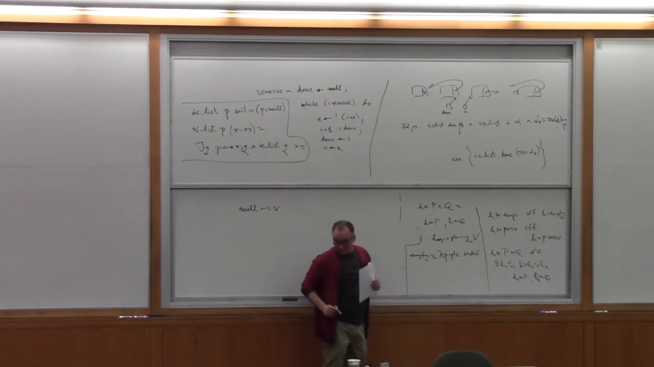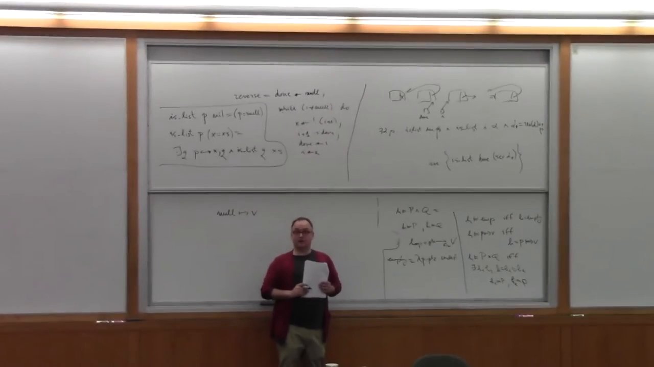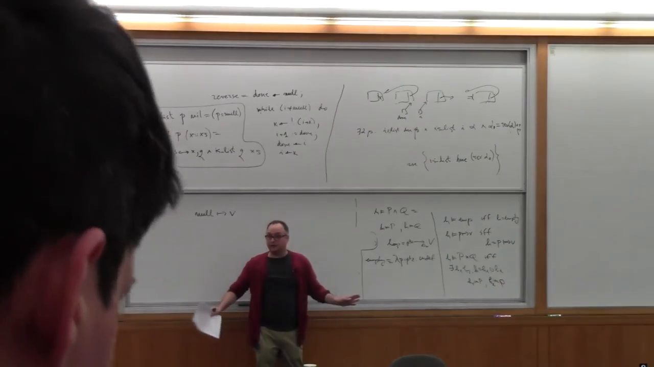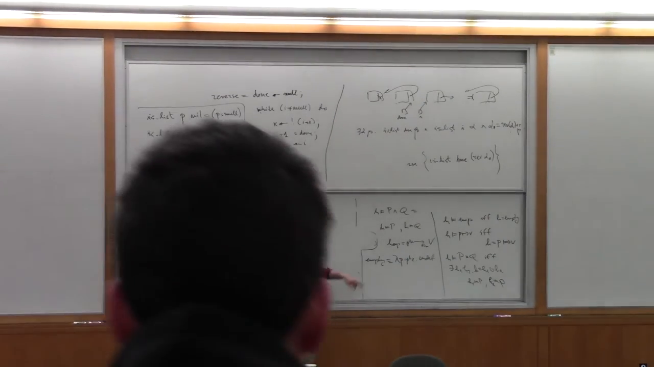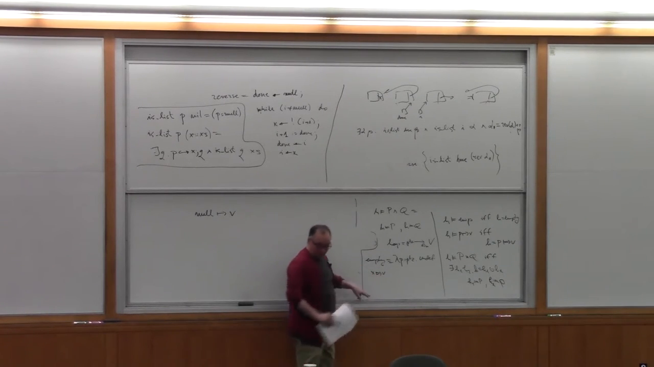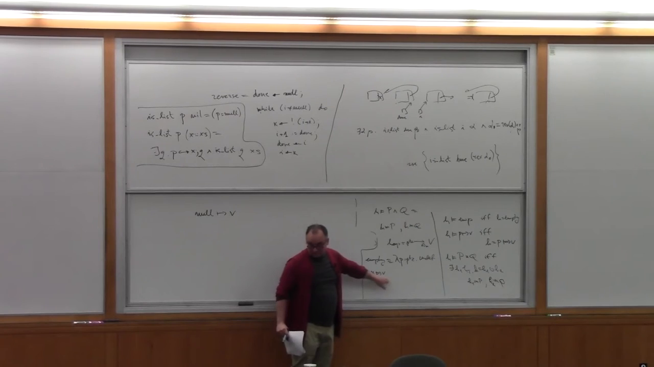Okay, does it make sense? Yes, but what are they trying to specify in terms of the example? Oh, empty is the empty heap. You have nothing allocated, no pointers allocated. Okay? And the singleton one says you just have a pointer X allocated and it stores value V.